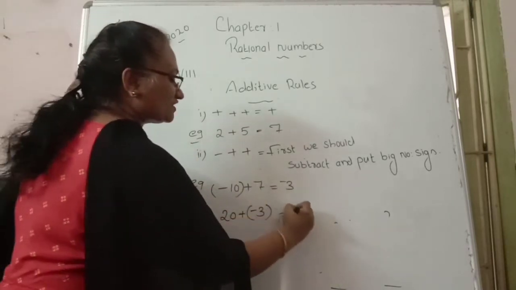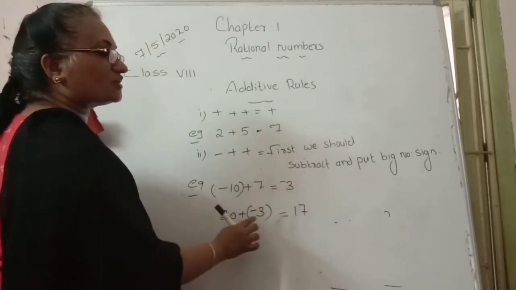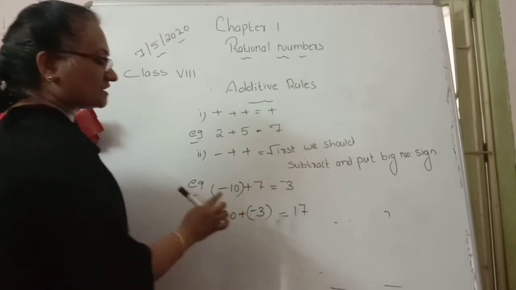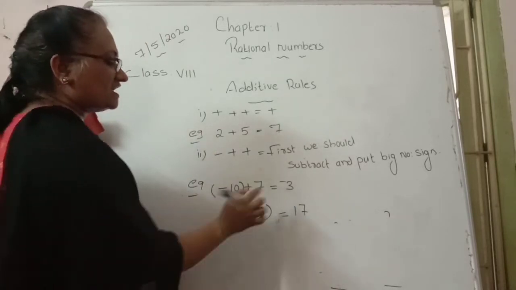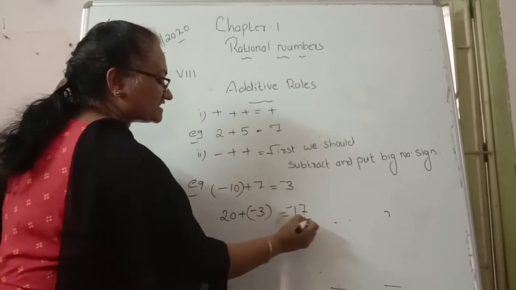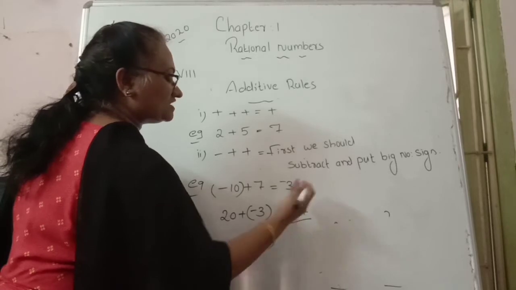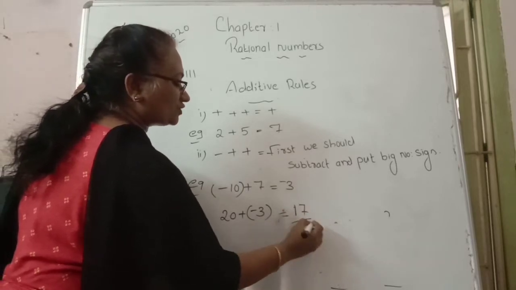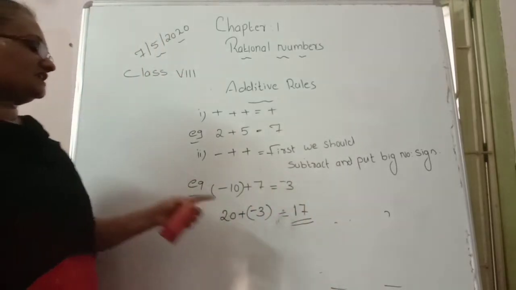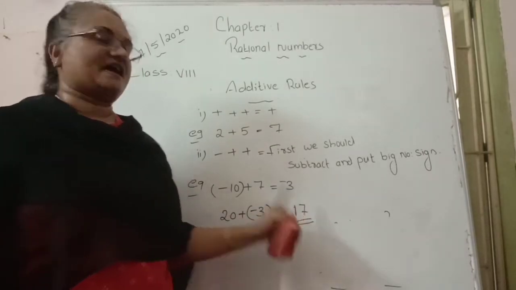17. So which is the bigger number, 20 or 3? 3 is a smaller number, 20 is bigger. That's why we get a minus, so we get a positive 17. Positive 17 means we need not keep the positive symbol. So we can mark 17 as the answer there.